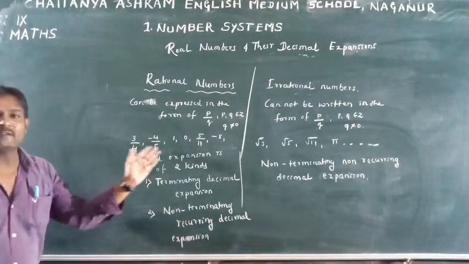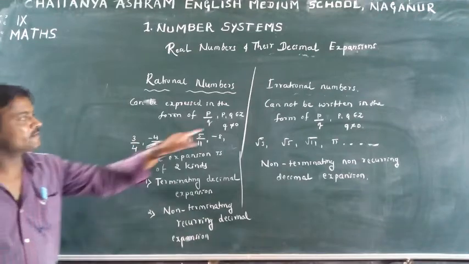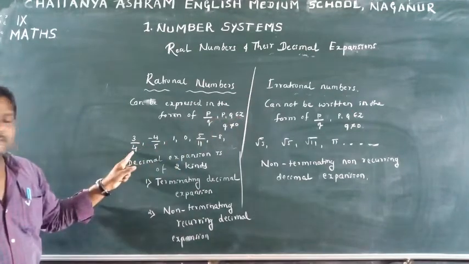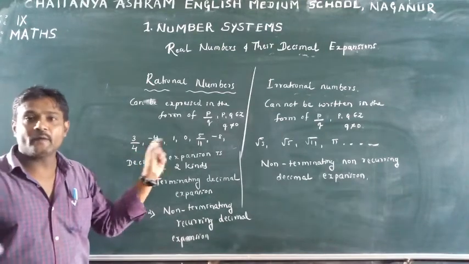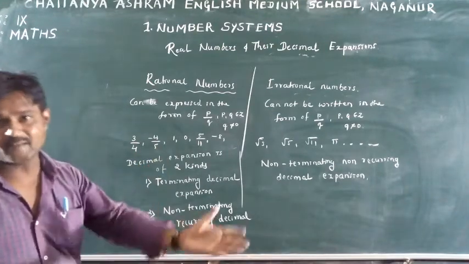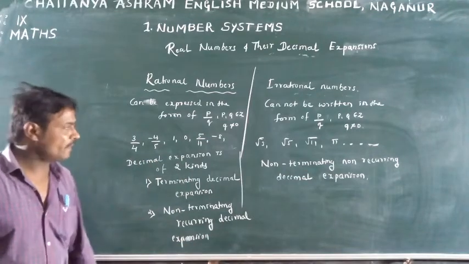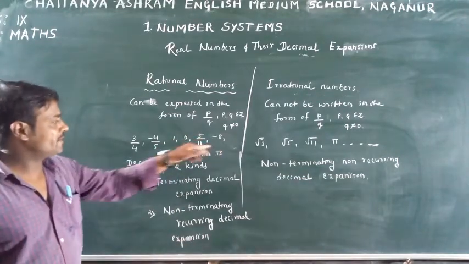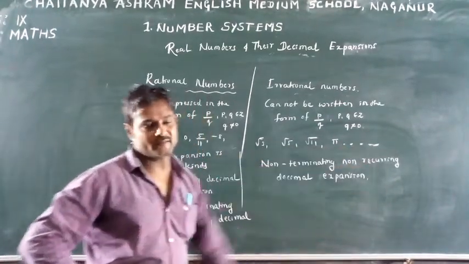These are examples of rational numbers: p by q, where p and q are integers and q is not equal to 0. And every natural number, every whole number, every integer is a rational number, as we discussed in our previous video. So these are examples of rational numbers, and these are examples of irrational numbers.